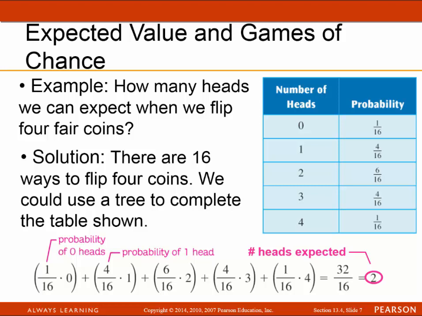So how do we find the expected value? We take the probability of getting 0 heads times 0, plus the probability of getting 1 head times 1, so that's 4 over 16, and then 2 times its probability, 3 times its probability, 4 times its probability, and then we add each one of those up. Now we end up with 32 over 16, which comes out to 2. So the expected value, if we flip 4 coins, is that we'll get 2 tails and 2 heads.